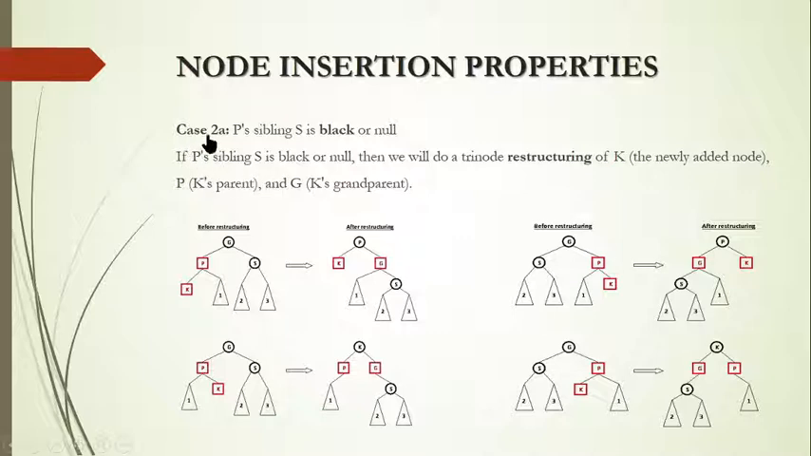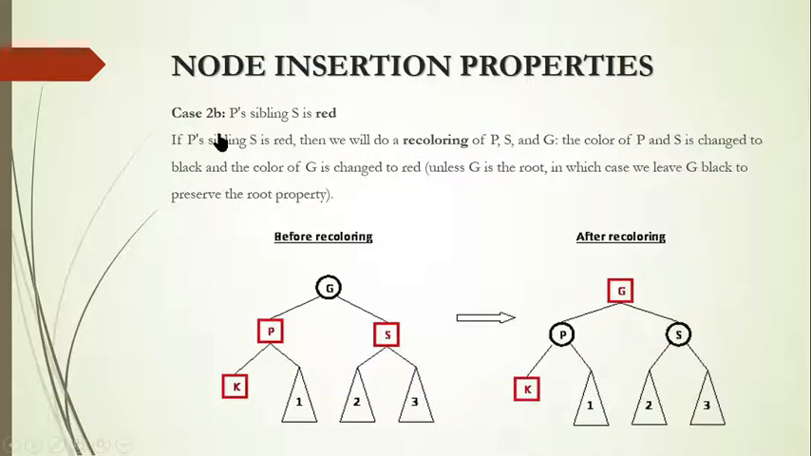So this is case 2A. And next is case 2B. What if both are red? That is, the parent and the sibling S are red. Look here, both parent and sibling are red. And K is a new node which you are inserting. If both are red, then we will do a recoloring of P, S, and G. All these three should be recolored.